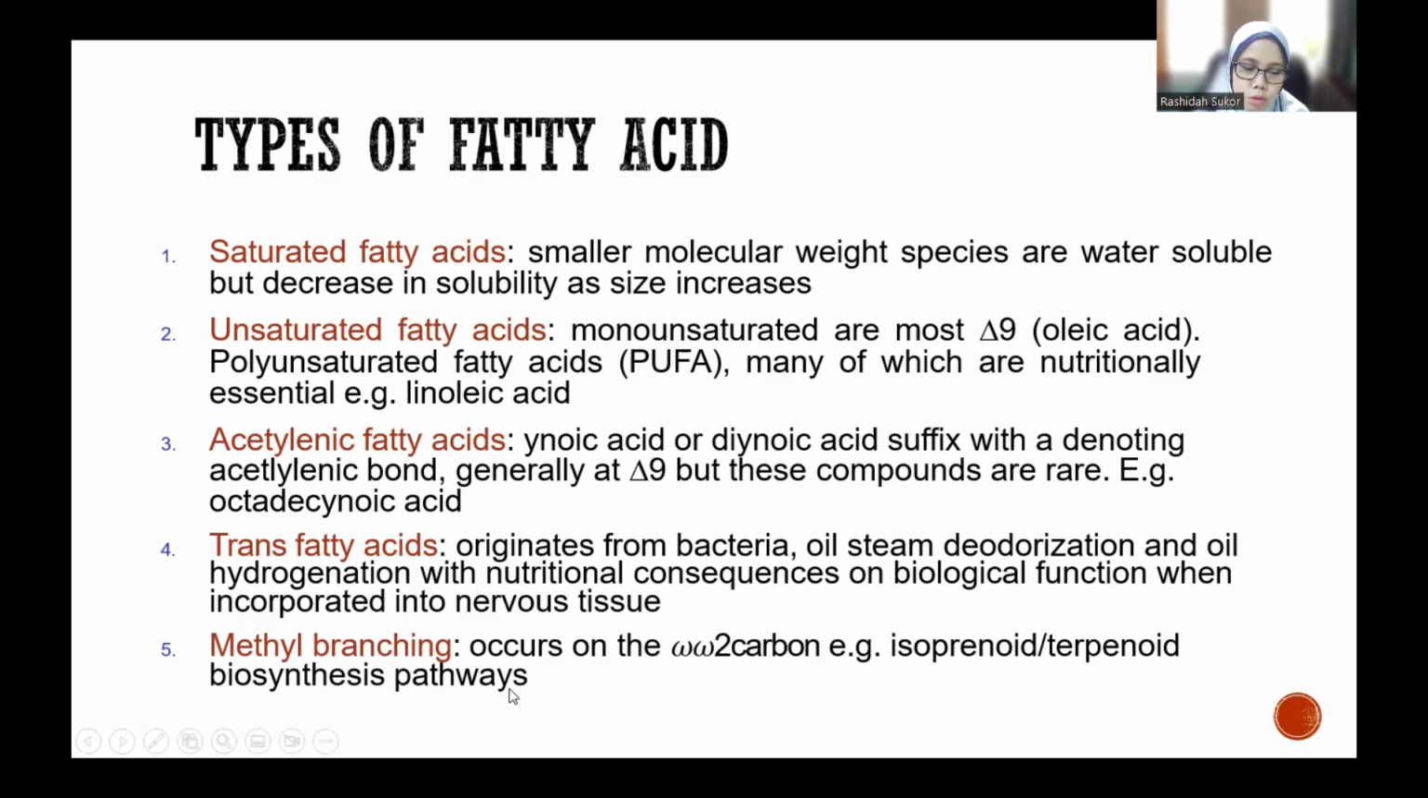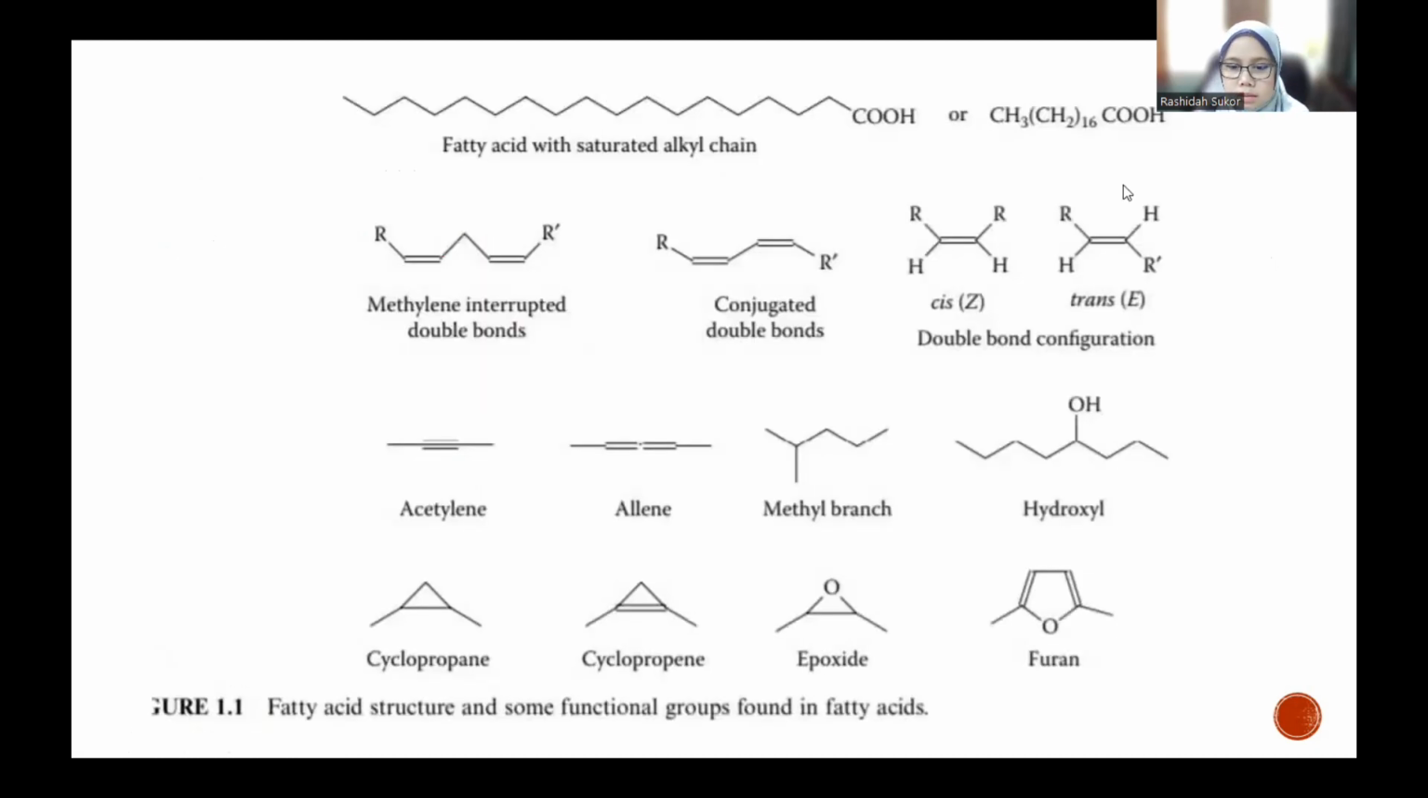This pathway is about how to produce this type of molecule. So it will have methyl branching. Let me see, you can see this. This is a fatty acid structure with some functional groups found in fatty acid. So you have fatty acid with a saturated alkyl chain, so it will be all saturated and there's no double bond.